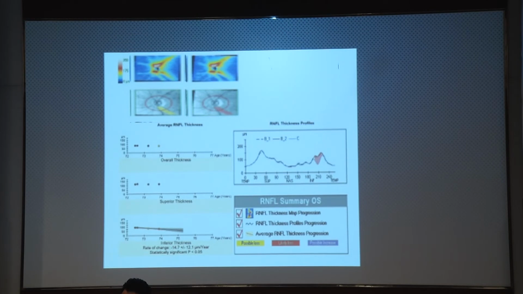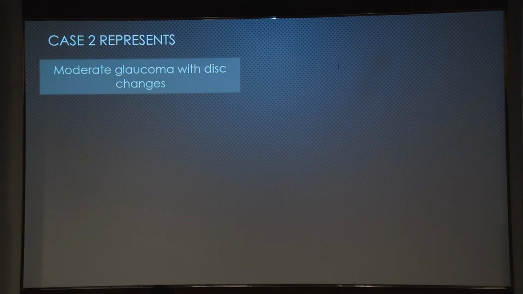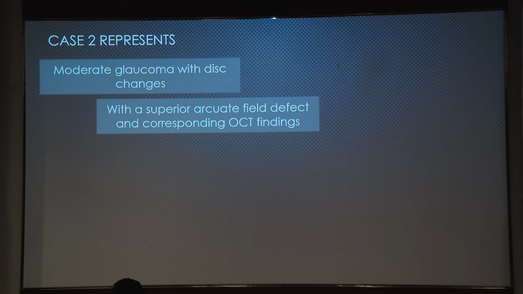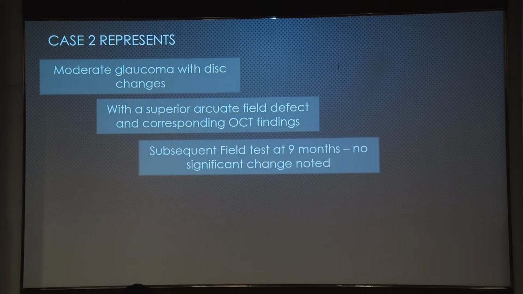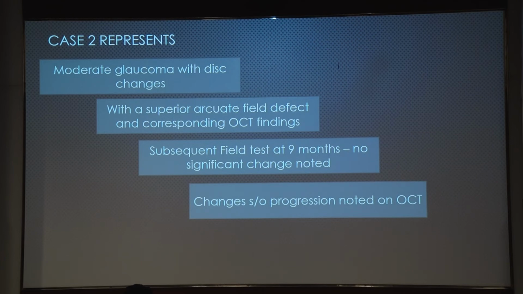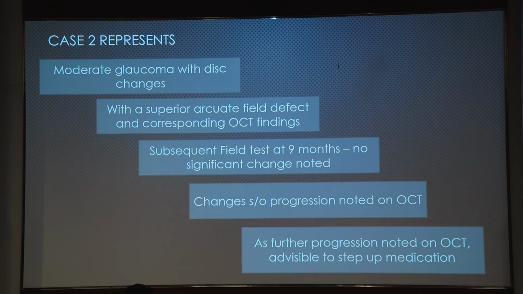A GPA analysis on the OCT shows that there is more thinning in the inferior sector, and also the thickness of the inferior sector plotted shows there is progression and increase of thinning in the inferior section. So this is a case of a moderate glaucoma with disc changes and a visual field defect, which corresponds to the OCT findings. But on a subsequent follow-up at 9 months, there was no specific change noted on the HFA. But since there was progression noted in the OCT, it is imperative to step up treatment to prevent further damage.